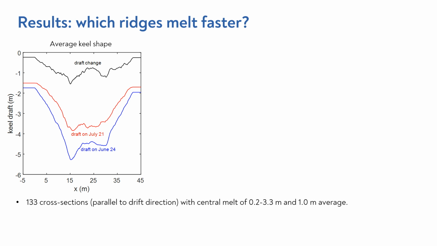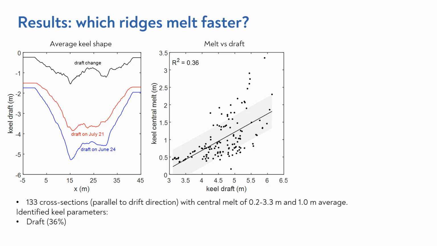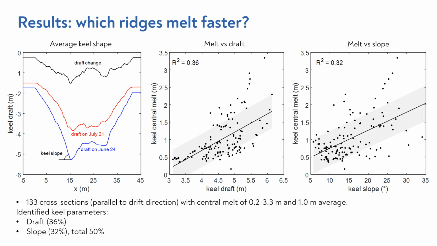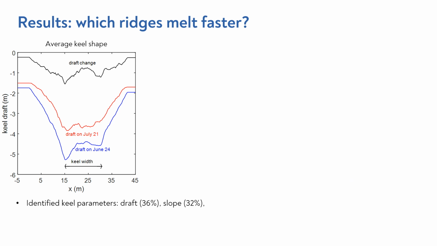This allowed us to define main parameters governing ridge cross-sectional melt. This ridge contained over 100 cross-sections with melt from 20 centimeters to over 3 meters. The first key parameter was the ridge draft, with deeper ridges melting faster. The second parameter was keel slope, with steeper ridges melting faster. The third parameter we identified was ridge width, with wider ridges melting slower.